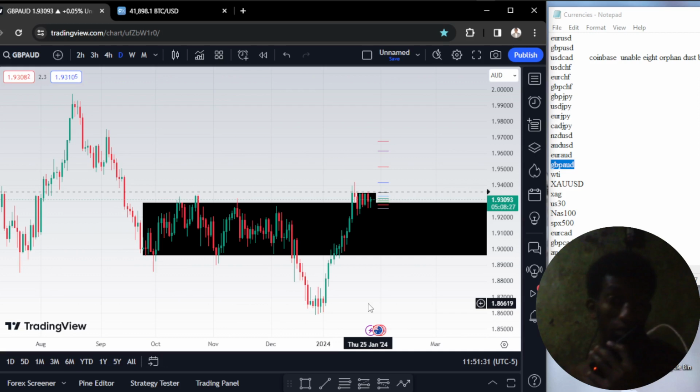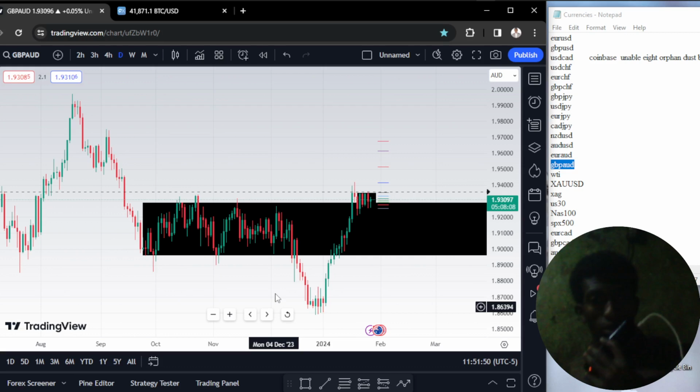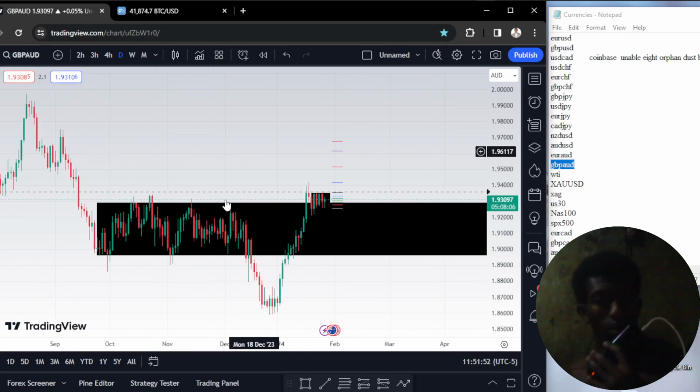I'll show you on the next video. On the next Monday or Tuesday, this will break out. But not today, because today is Friday and the market will close in about 5 hours or so. So I don't think this will accelerate to the upside anymore. As you can see on the higher time frame, on the daily, we have been bouncing off this level.